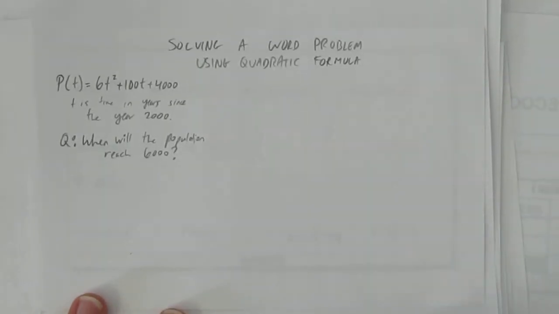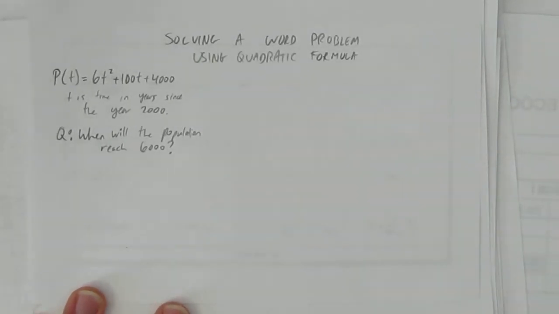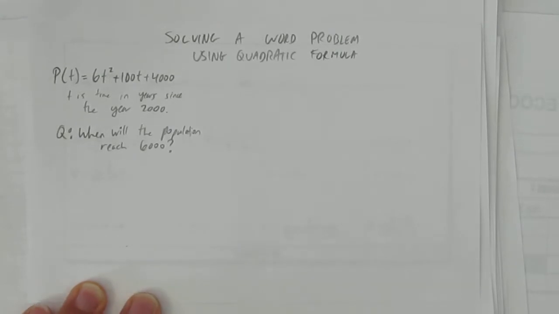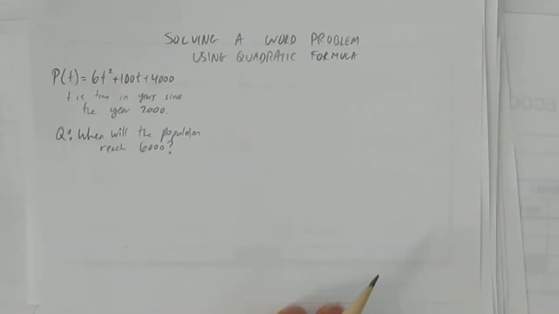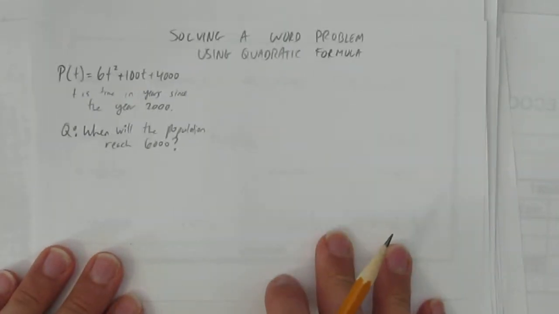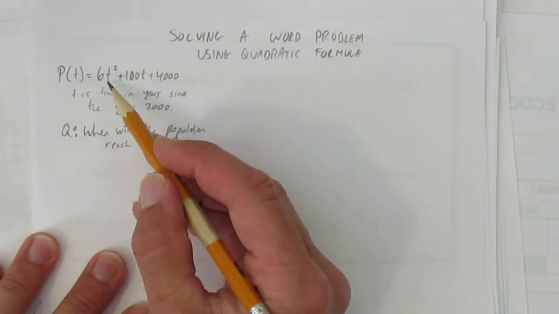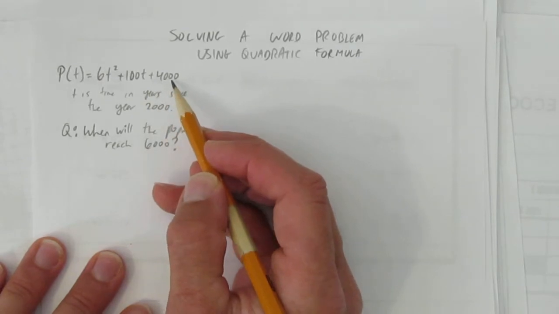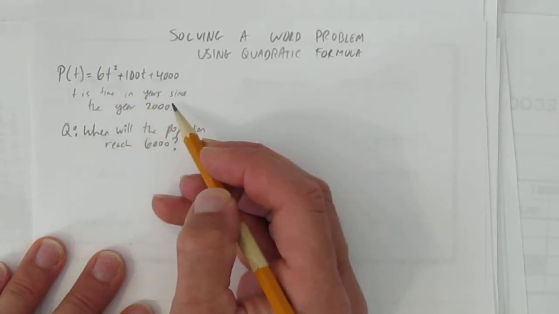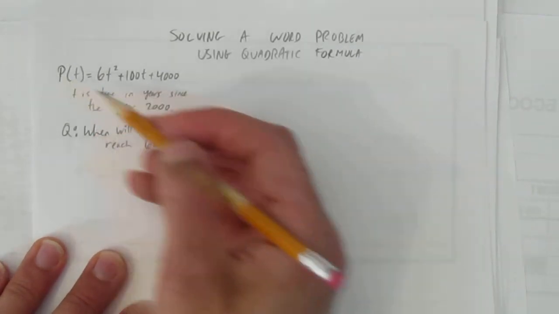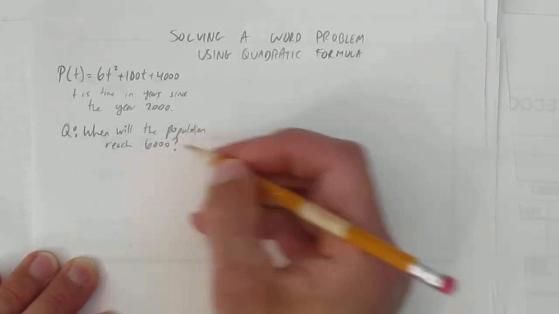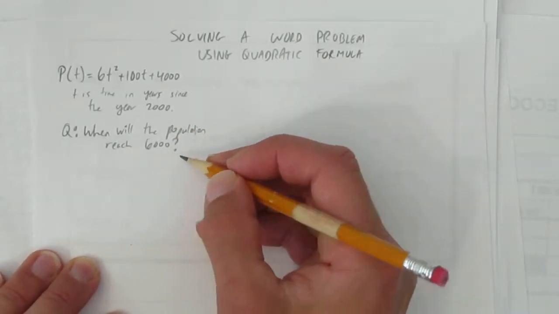In this video, we'll be solving a word problem using the quadratic formula. The word problem is there's a city and its population is given by this equation that you see here, P of t equals 6t squared plus 100t plus 4,000, where t is the time in years since the year 2000 and P is the population. And the question is, when will the population reach 6,000 people?